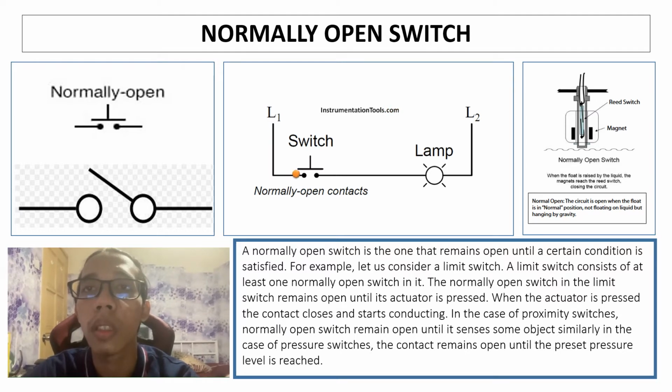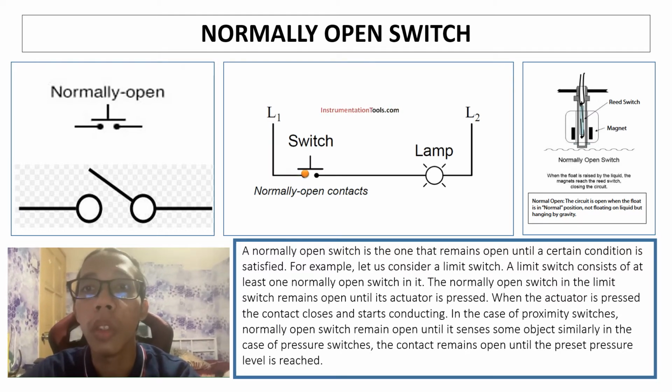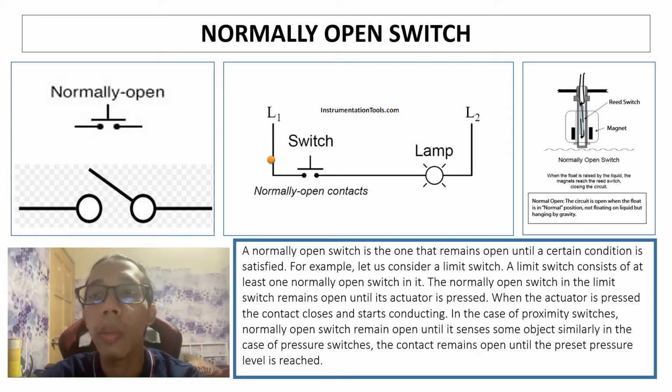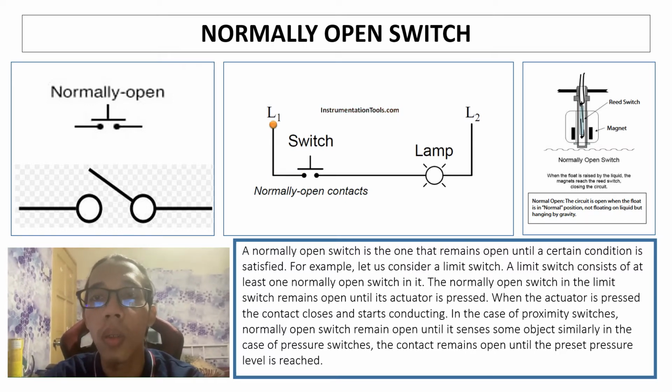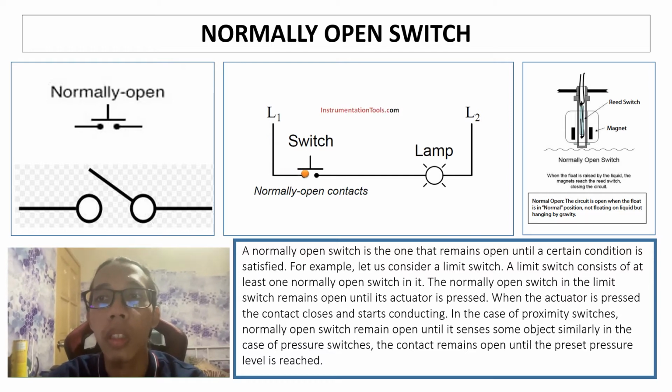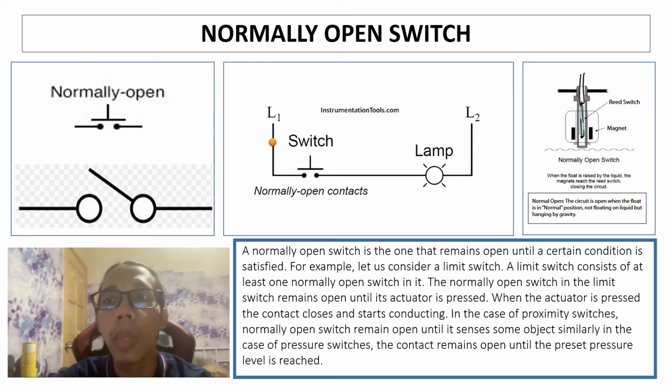A normally open switch is the one that remains open until a certain condition is satisfied. For example, we can consider a limit switch. A limit switch consists of at least one normally open switch in it. The normally open switch in the limit switch remains open until its actuator is pressed. When the actuator is pressed, the contact closes and starts conducting.